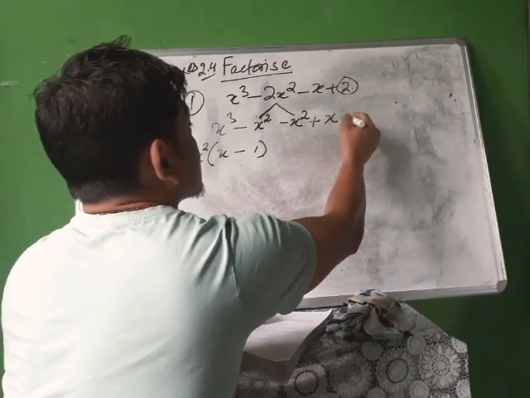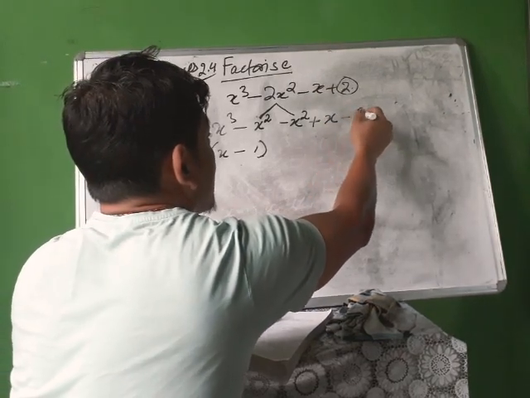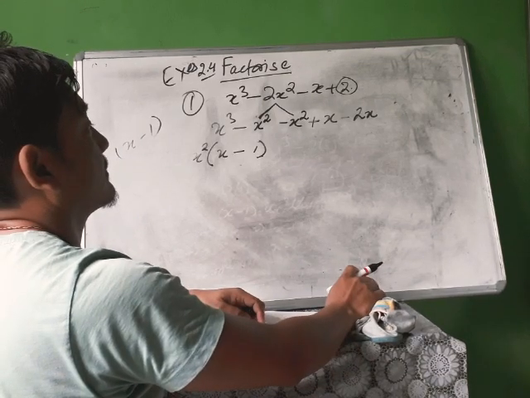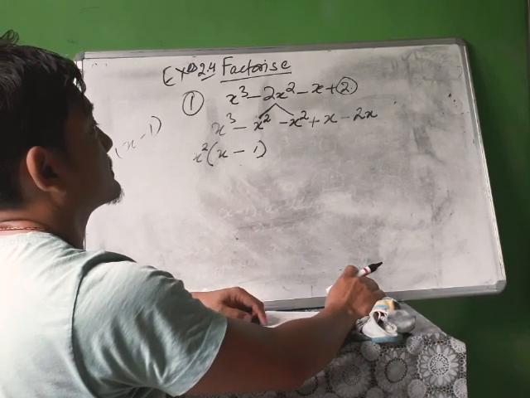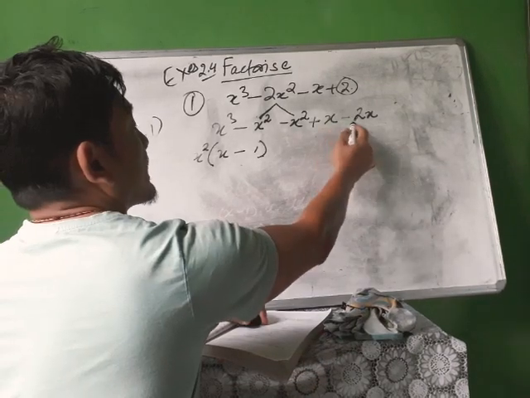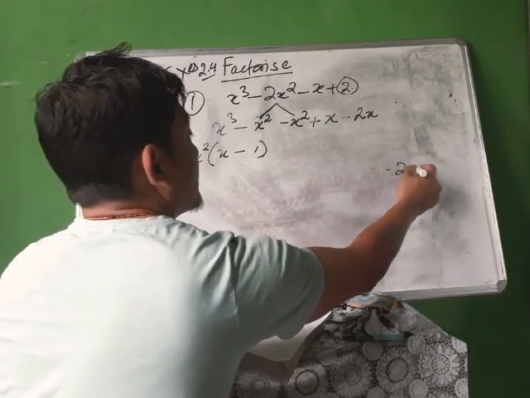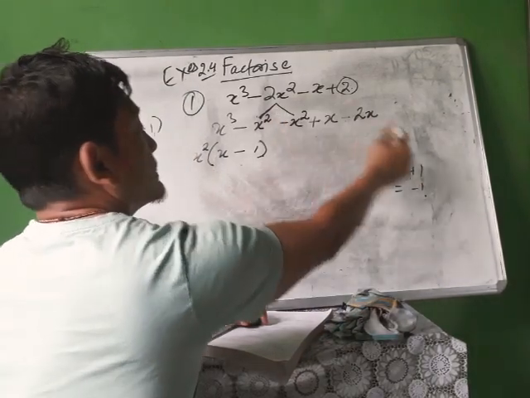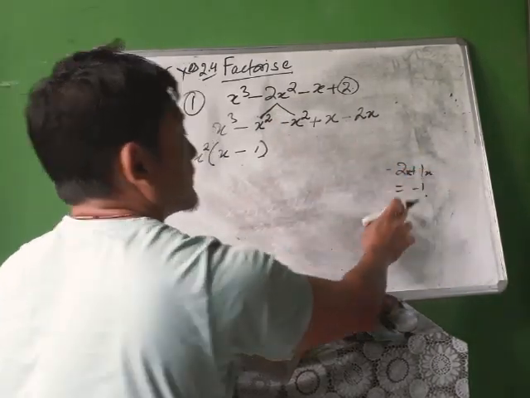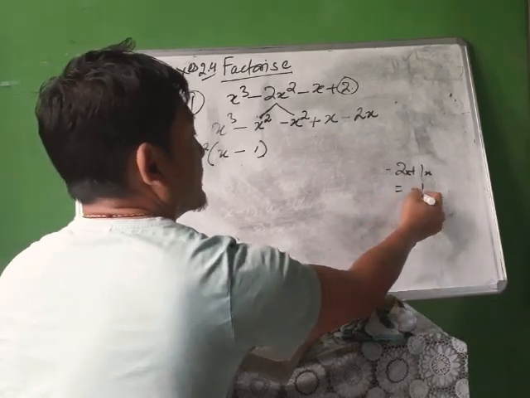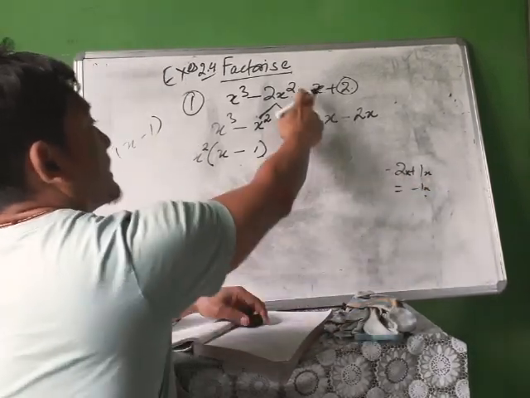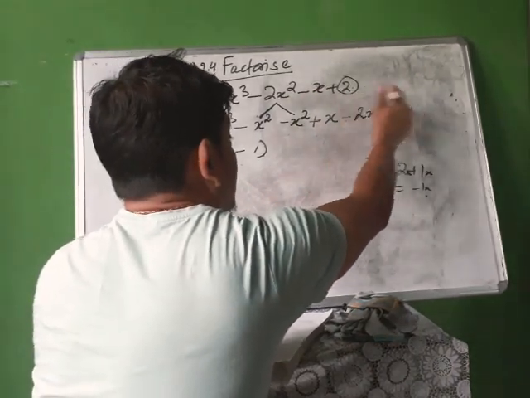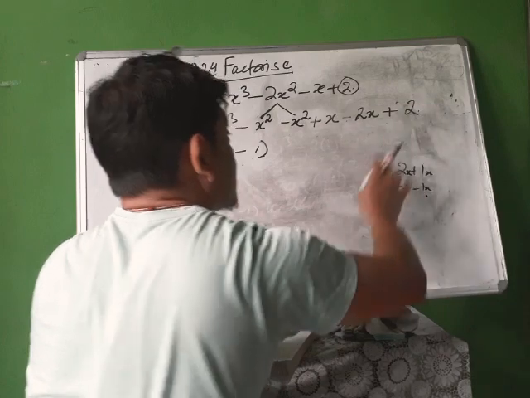x is there, so here you can put 2x. So if you subtract minus 2 plus 1, you will get minus 1. So minus 1 is already there. If you put the number with x and x, you will get minus 1x. So minus 1 is already there, so my plus x minus 2x. The last constant term you are having is 2.